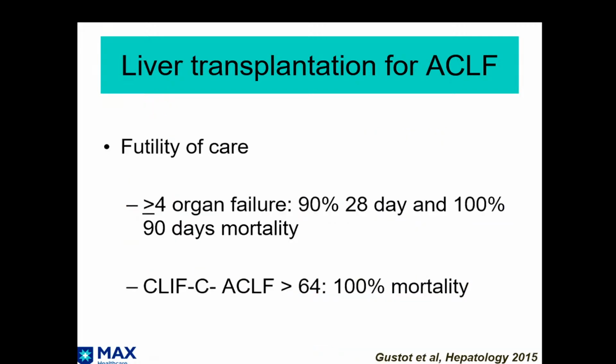And people have also talked about futility of care. People often quote this study and say that if there are more than 4 organ failures, then it is a futility of care. CLIF-C ACLF score more than 64, 100% mortality. But remember, they talk about futility of continuing care. It does not mean futility of transplant. If you go through this paper, it says futility of continuing the care in the ICU. If you have a transplant, possibly some of these patients will survive.